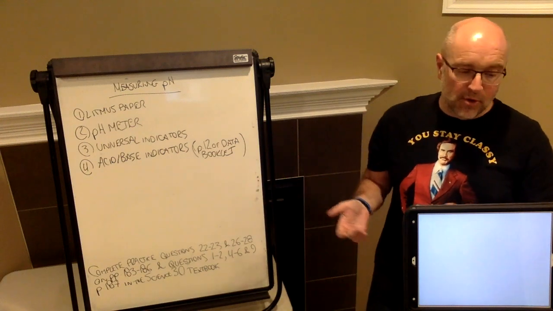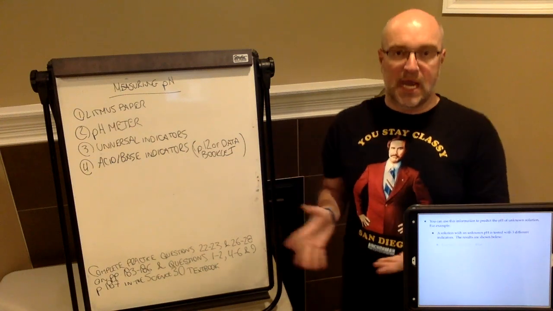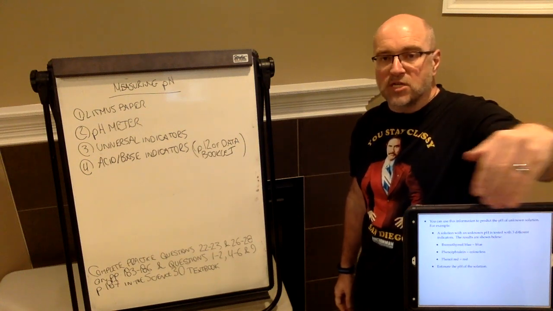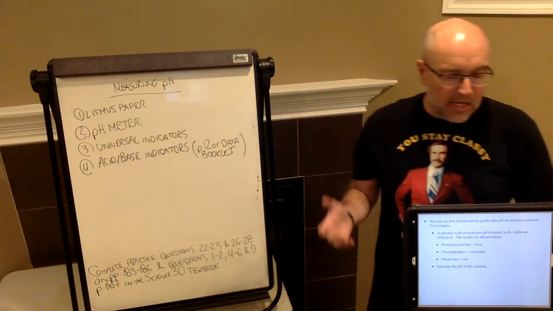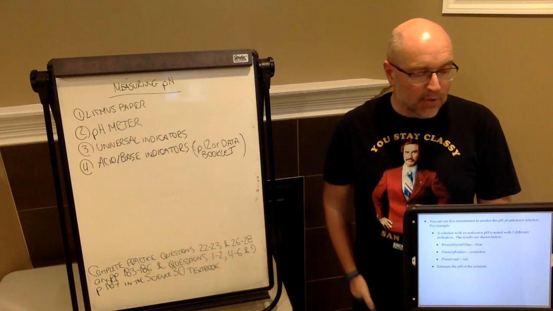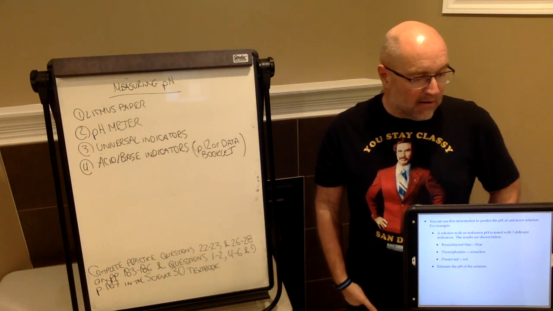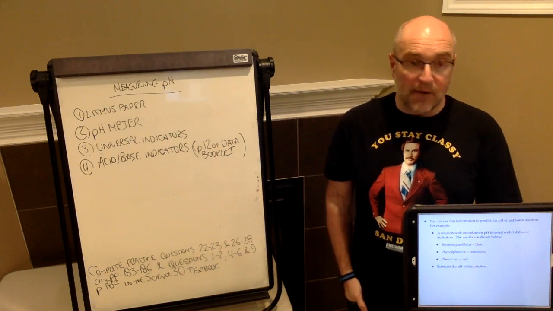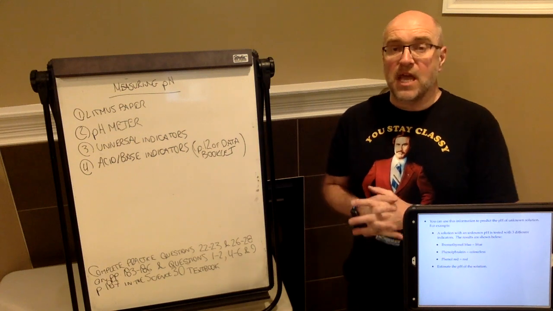And then what they'll do is they'll throw in multiple indicators to kind of narrow the range down. So on this slide here, I would get you to look at this slide right here, they're giving you 3 indicators that are listed. I've got bromothymol blue, which is turning blue. I've got phenolphthalein, which is colorless, and I've got phenol red, which is red. Estimate the pH of the solution.